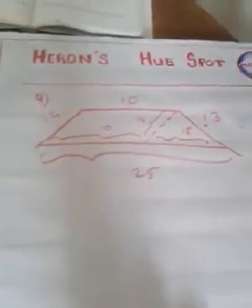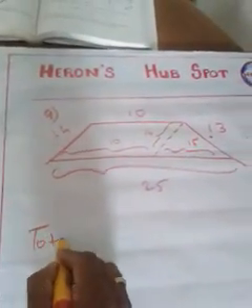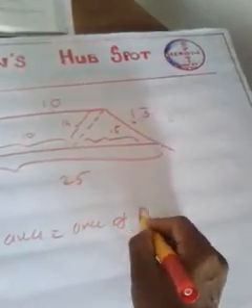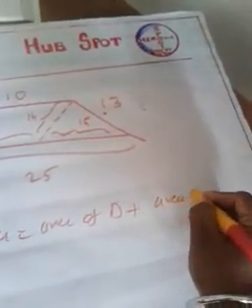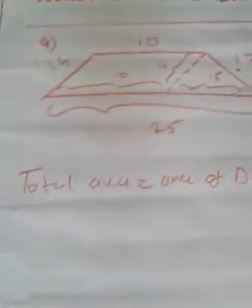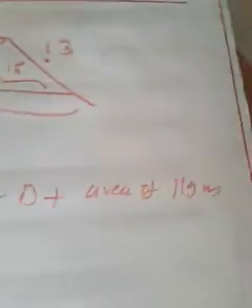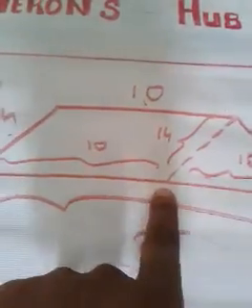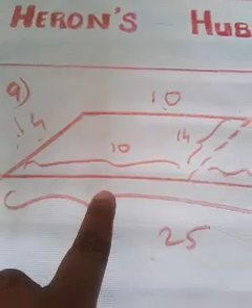Are you following me? So in order to get the total area, total area is nothing but area of triangle plus area of parallelogram. Area of triangle can be calculated easily by using Heron's formula, but in order to calculate area of a parallelogram, the formula is b into h. B you can consider as this base 10, but h we need.